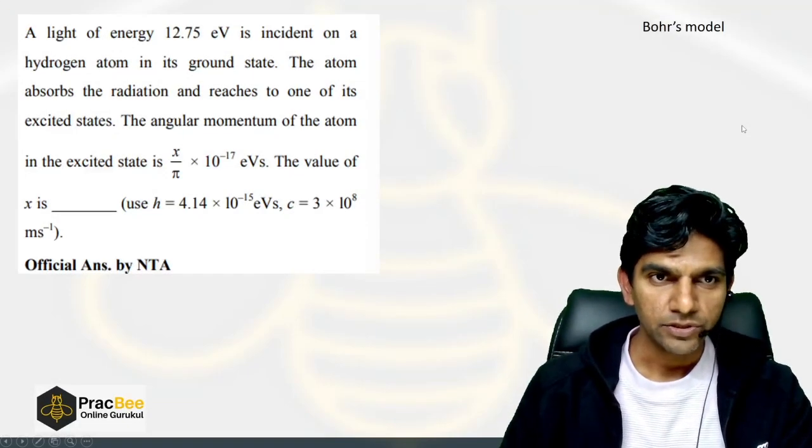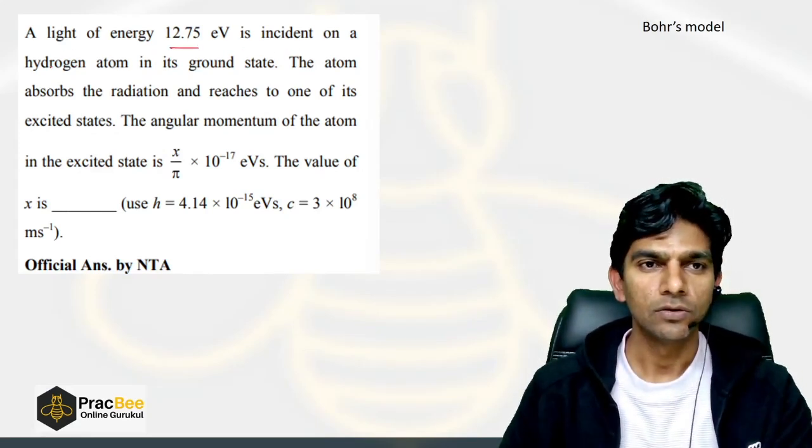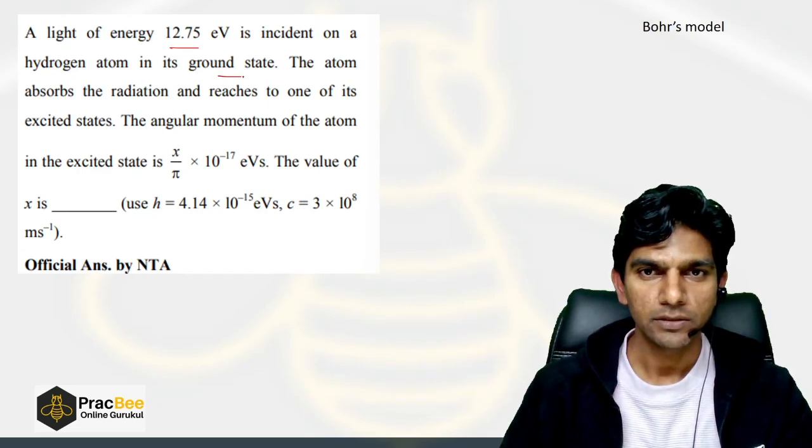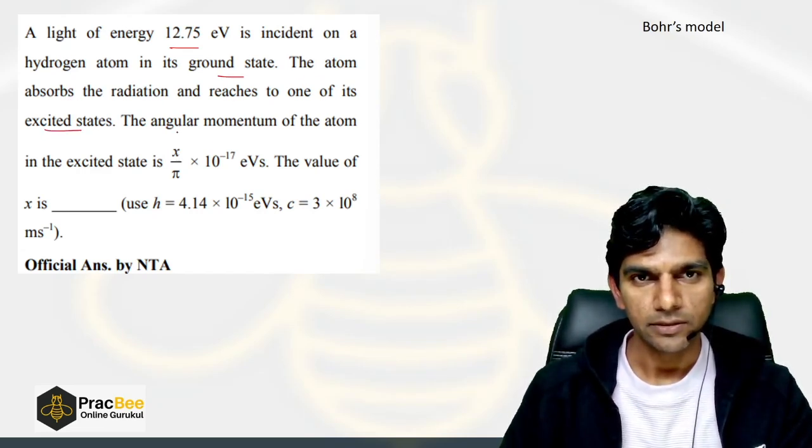Now let us see another illustration. Light of energy 12.75 electron volt is incident on a hydrogen atom in its ground state, and the atom absorbs the radiation and reaches one of its excited states.